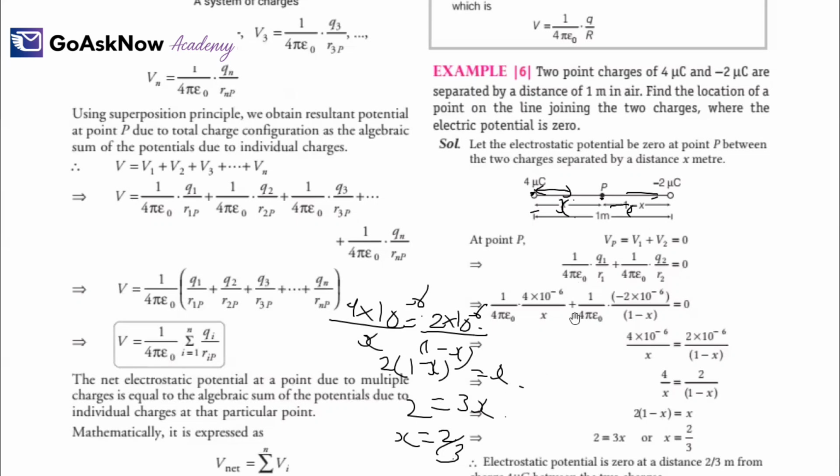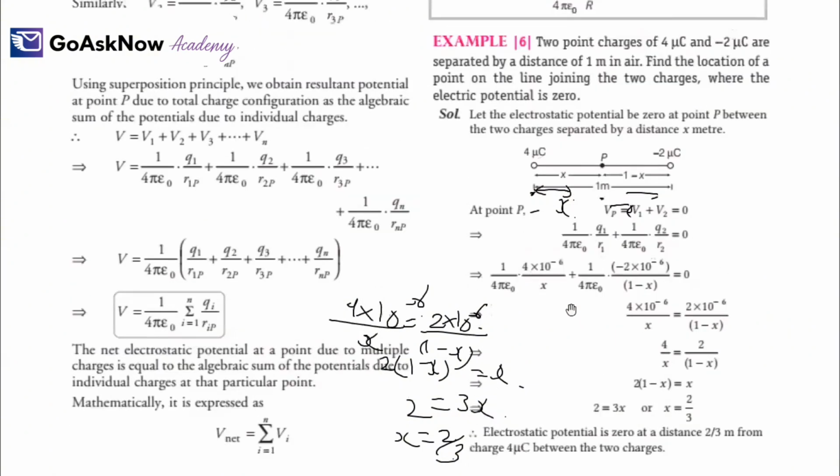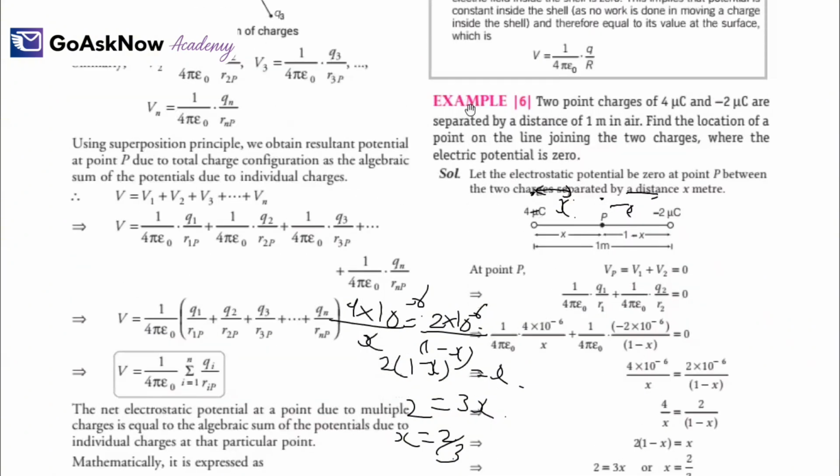Okay. So why has he not taken the point P here, or on this side, or this side? You can take this point here also, or here also. Let's find out why it is not taken here. We will solve this also.